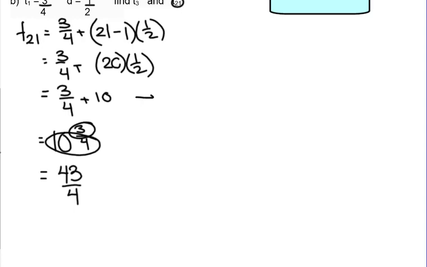Again, there's always the way you've done forever, which is find a common denominator. So 3/4 plus, I'm going to multiply this by 4/4, because our 10 is really over 1. I'm going to have 40/4, which is going to give us 43/4. So again, same answer, different ways to go about it. You can do whichever way your heart desires.